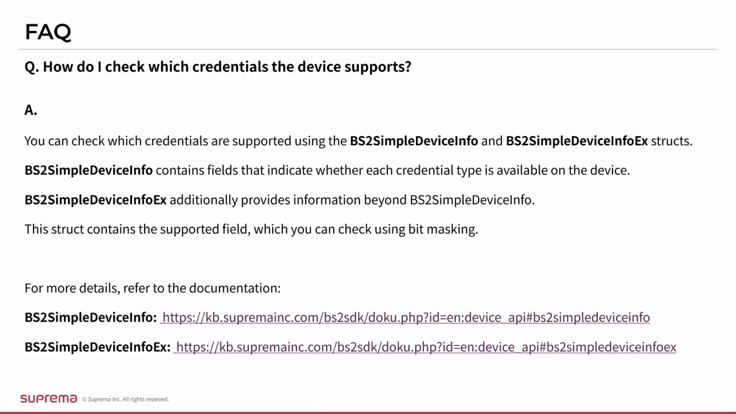The last question is, how do I check which credentials the device supports? You can check which credentials are supported using the BS2 Simple Device Info and BS2 Simple Device Info EX structs. BS2 Simple Device Info contains fields that indicate whether each credential type is available on the device. BS2 Simple Device Info EX additionally provides information beyond BS2 Simple Device Info. This struct contains the supported field, which you can check using bit masking. For more details, please refer to the documentation links below.